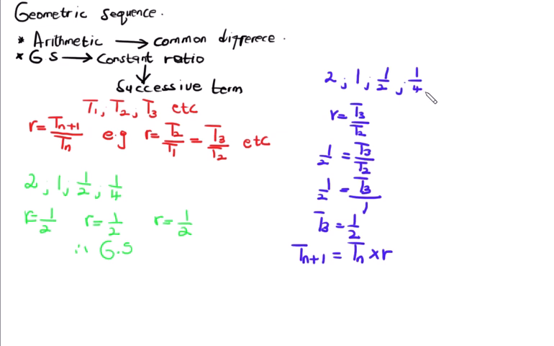So let's say this is the sequence. Let's extend it together. So if we wanted to find term number 5, what would we do? We would say 1 over 4 multiplied by 1 over 2, which would give 1 over 8. And then from there, 1 over 8 multiplied by 1 over 2, which would give 1 over 16, and so on. So this is how you expand a geometric sequence when you already know the common ratio.